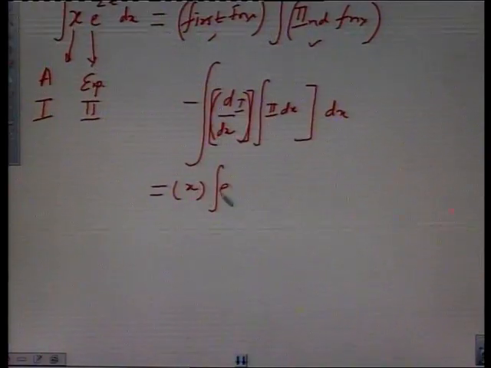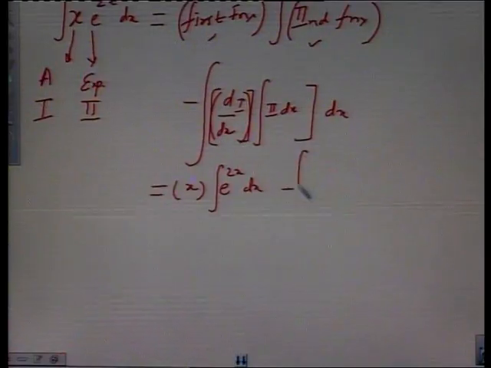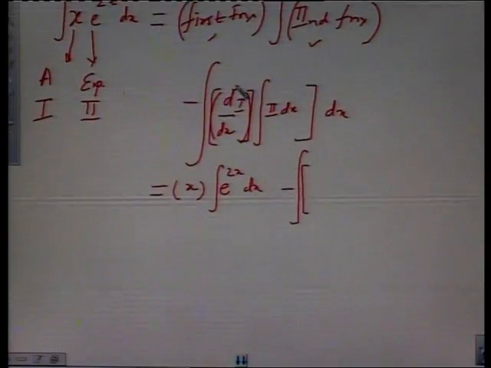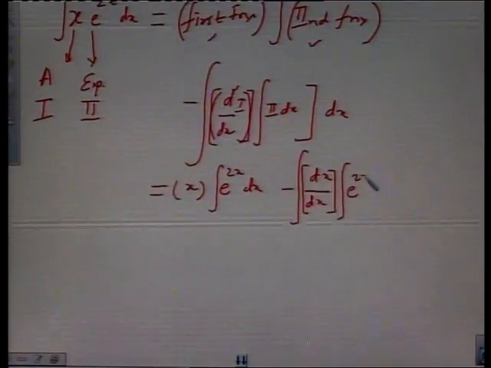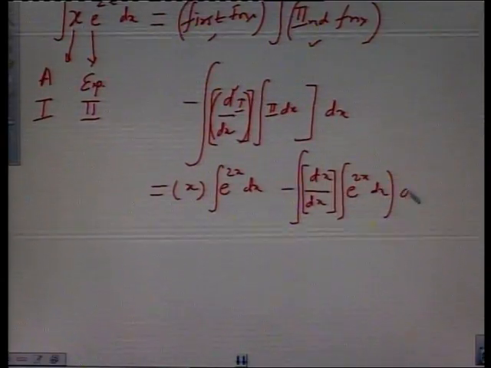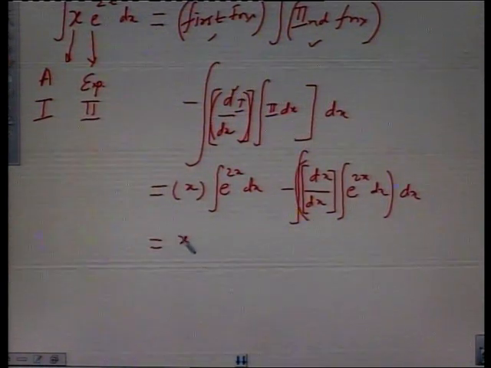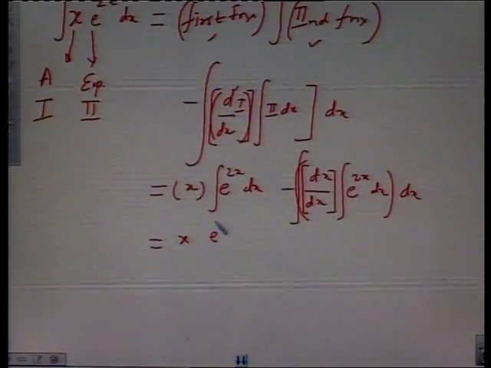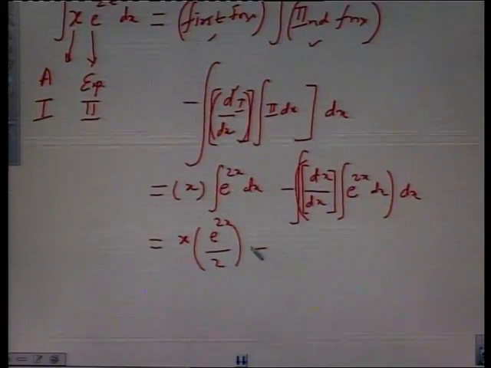Our second function is e raised to power 2x dx, minus whole integral, here comes the first bracket, into derivative of first function, derivative means d upon dx of x, into integration of second function, that is e raised to power 2x dx, whole integral. So, you get here x. What is integration of e raised to power 2x? As you all know, it is e raised to power 2x upon 2 minus integral.